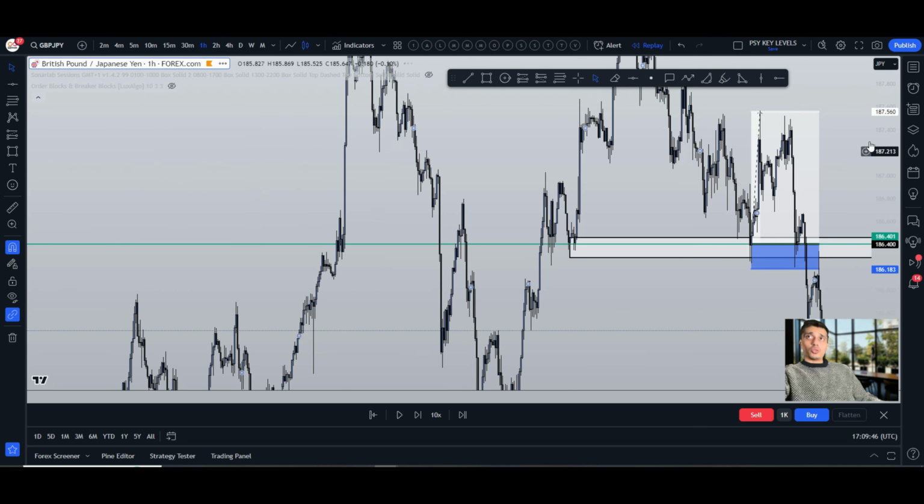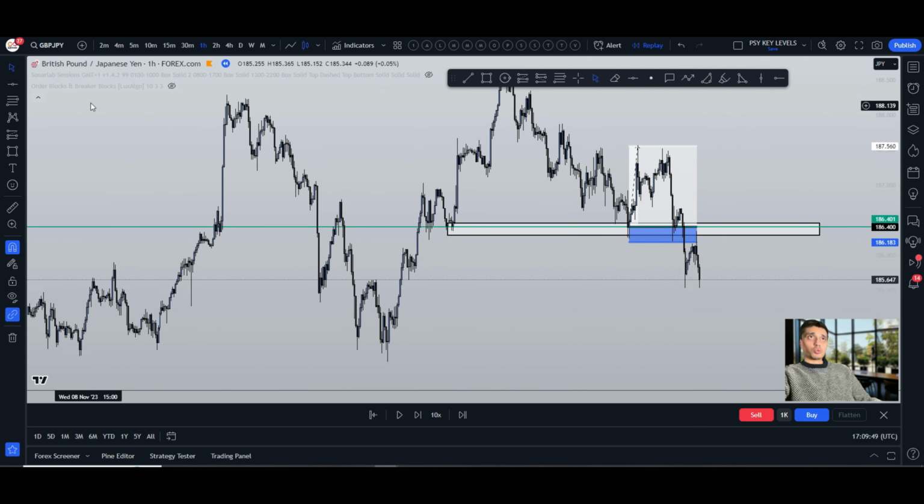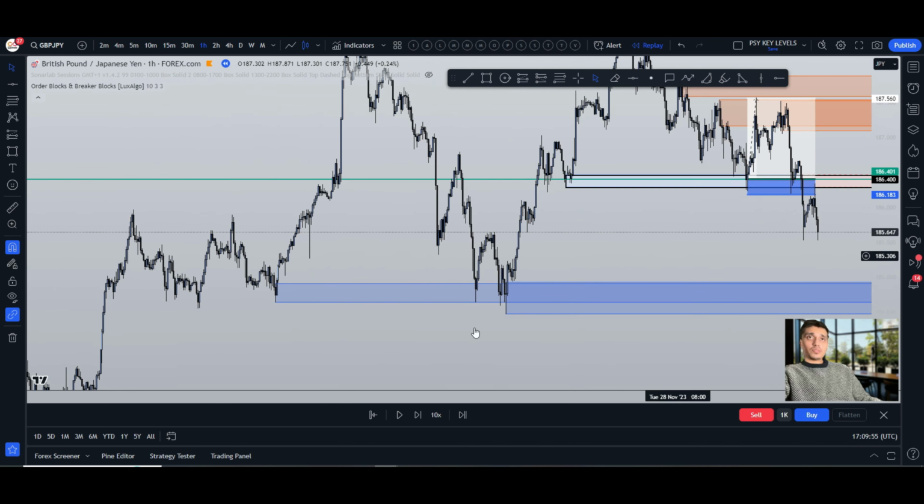If I just turn the indicator back on, so that's one example there, right? So now, even look at this, another great example here.